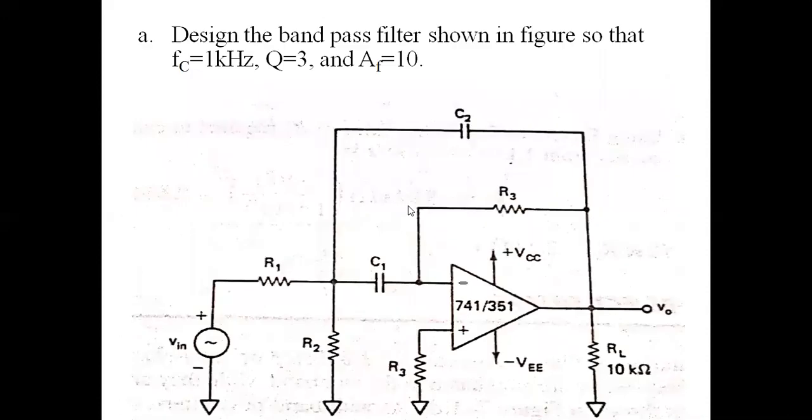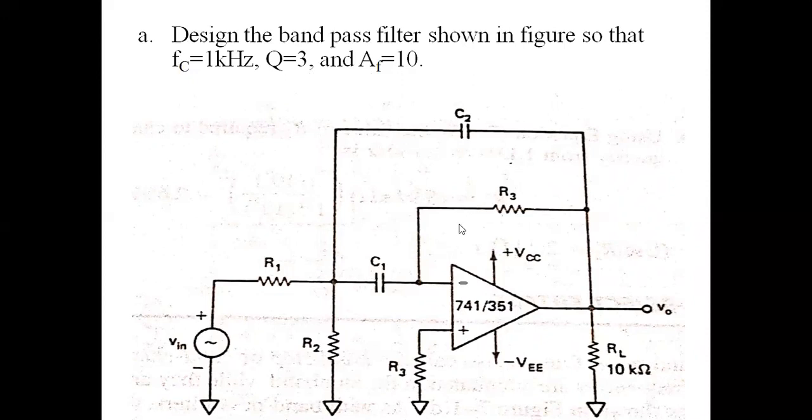Now take one more example, that is, design a band pass filter shown in the figure. Here it is given that the center frequency is 1 kilohertz, quality factor is equal to 3 and passband gain is equal to 10. So for this narrow band pass filter, we need to calculate the values of R1, R2, R3 as well as C1 and C2.